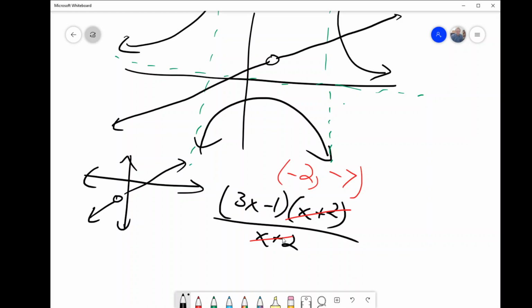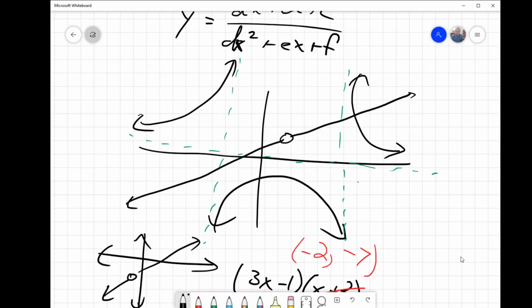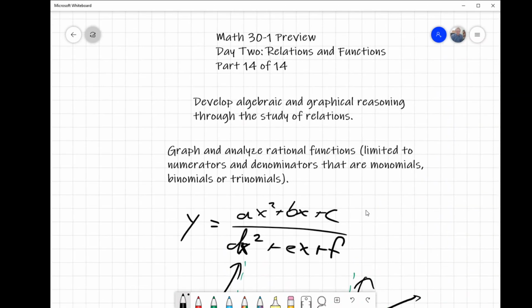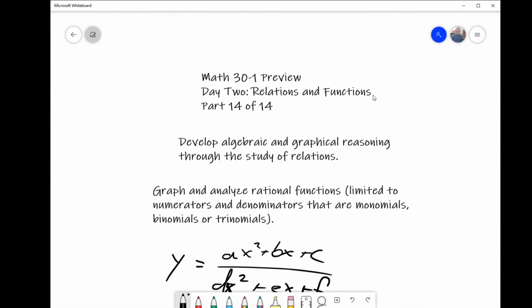If you have other binomials that cancel out other factors, we're going to get more complicated behavior. But this is going to be the focus and the emphasis of this topic. And this will actually be the final topic of our relations and functions unit, which is rather sizable. The relations and functions unit is going to be more than half of the year.